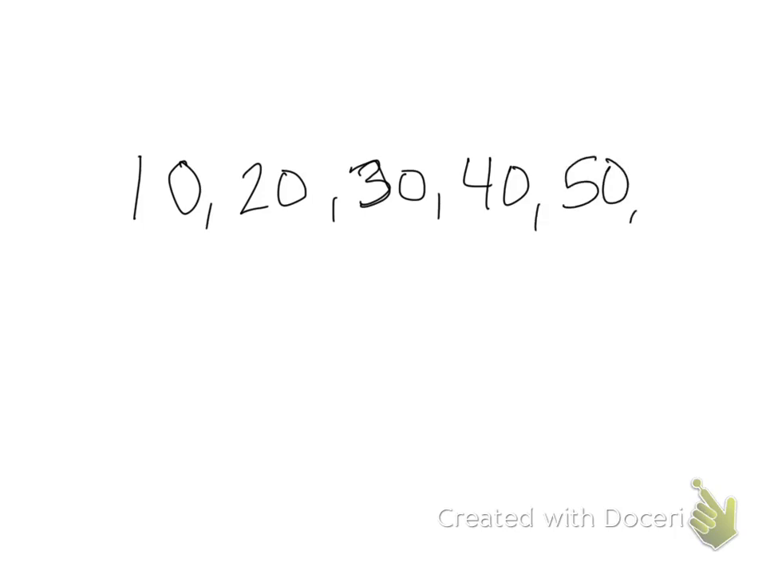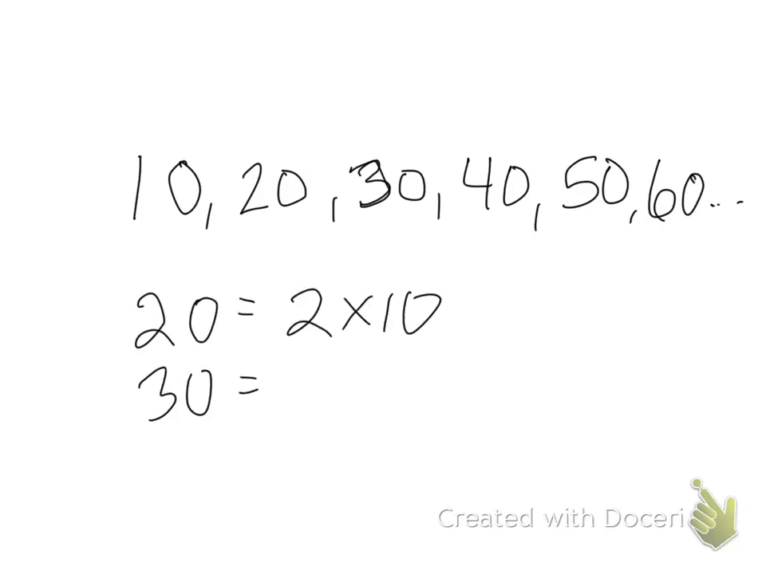Now, the multiples of a number are the numbers we get when we multiply the number by 1, 2, 3, etc. And so the multiples of 10 would all end in 0. So it would be 10, 20, 30, 40, 50, 60, and so on. Any multiple of 10 can be written as a number times 10. So 20 equals 2 times 10. 30 equals 3 times 10.